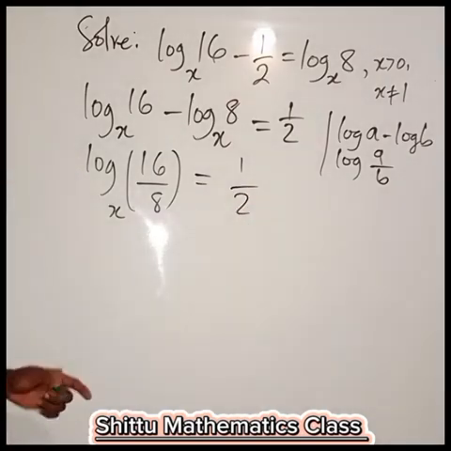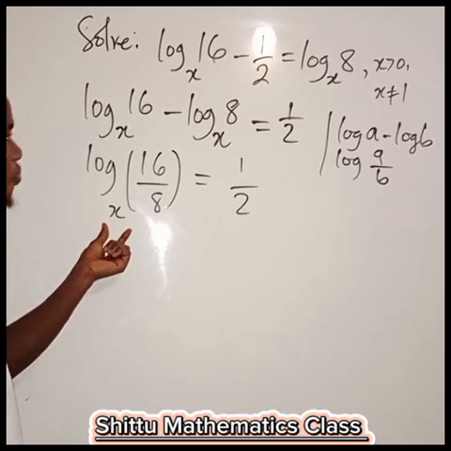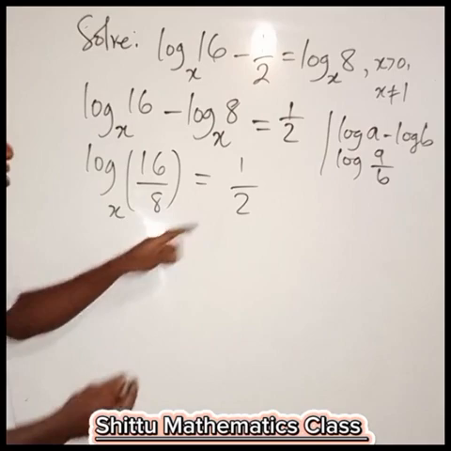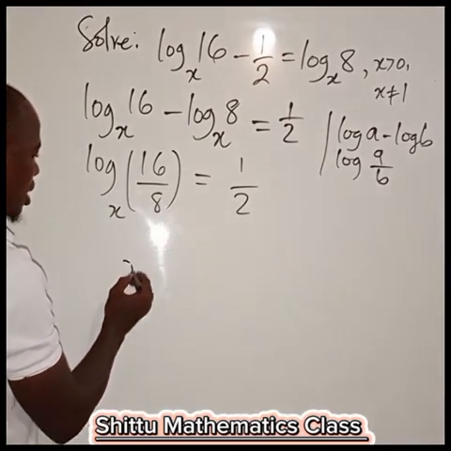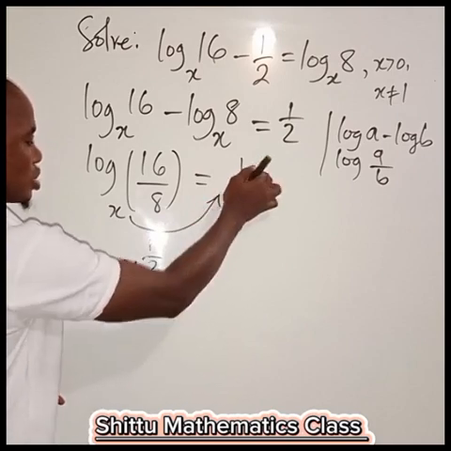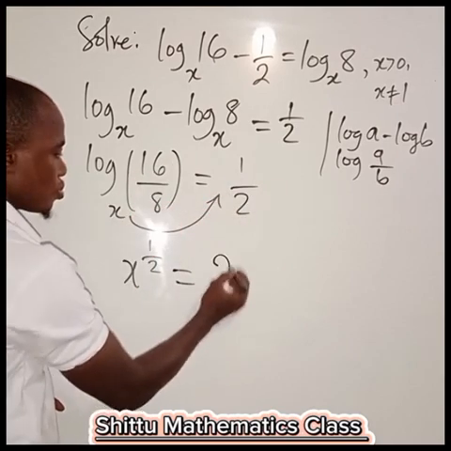So now what's the next thing we are going to do? We are trying to write this in index form, that is, this x will be raised to the right-hand side. So we're going to have x raised to the power half equals 16 divided by 8, which is 2.